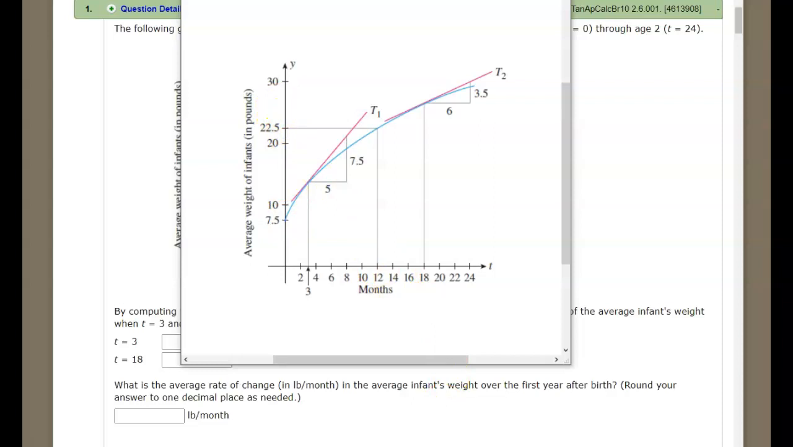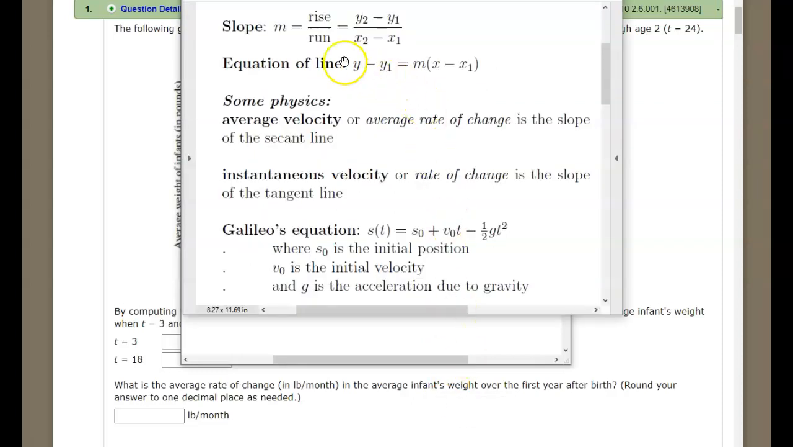Let's remind ourselves of how we determine that. The slope is the rise over the run. We've already used that on the graph. Or we can do y2 minus y1 over x2 minus x1. Now remember that we can take this equation, m equals y2 minus y1 over x2 minus x1, and multiply both sides by x2 minus x1, and we get the equation of the line that we need. This is the point-slope equation of the line.